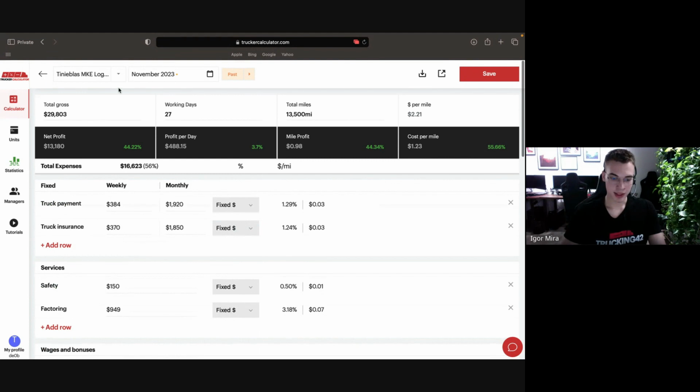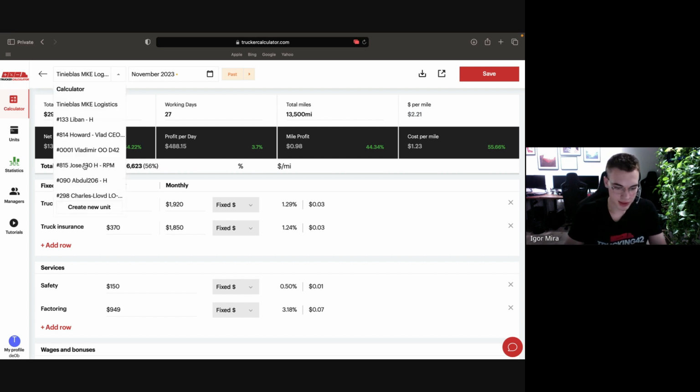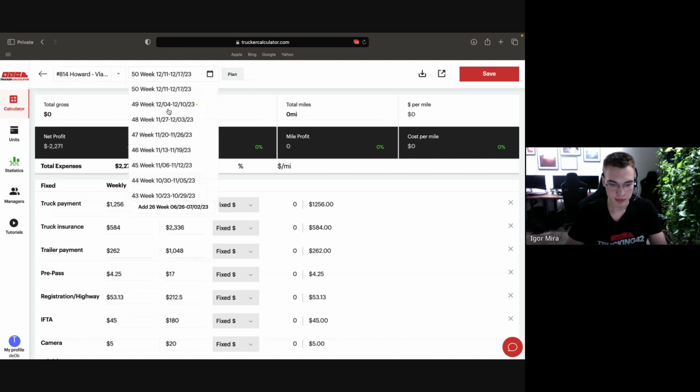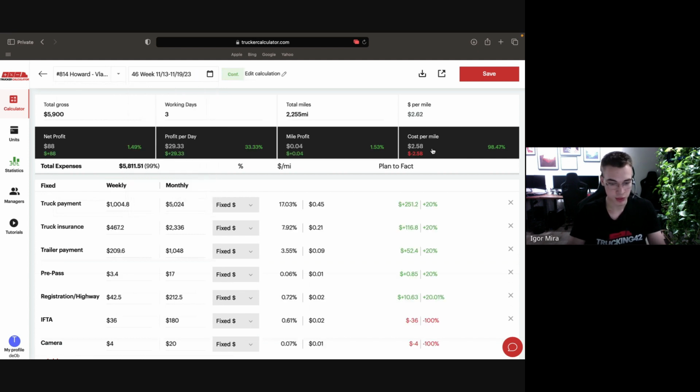That's very good because, as I mentioned, right now I'm in another user's account. He allowed me to use his account for any kind of demonstrations, and I will be able to show you his cost per mile, and it is way worse than yours. You have $1.23 per mile, and for his trucks, let me open one of them. I can pick any of them. I can pick Howard, for example, and for his week, for example, 46, the cost per mile is $2.55 per mile. You see here.